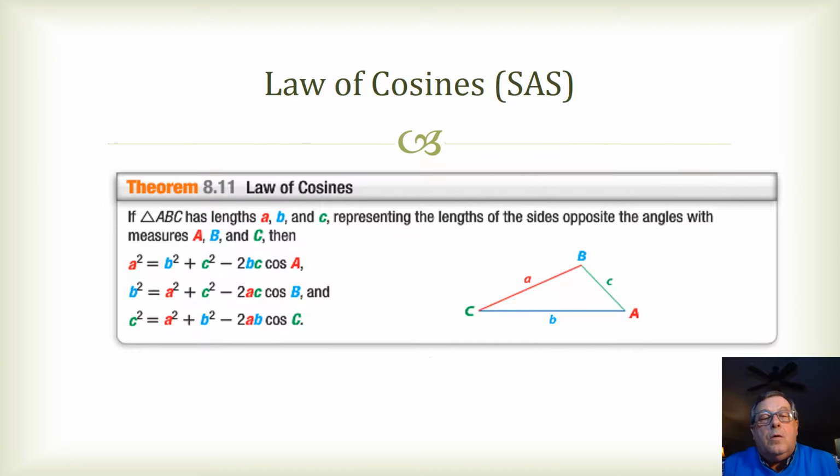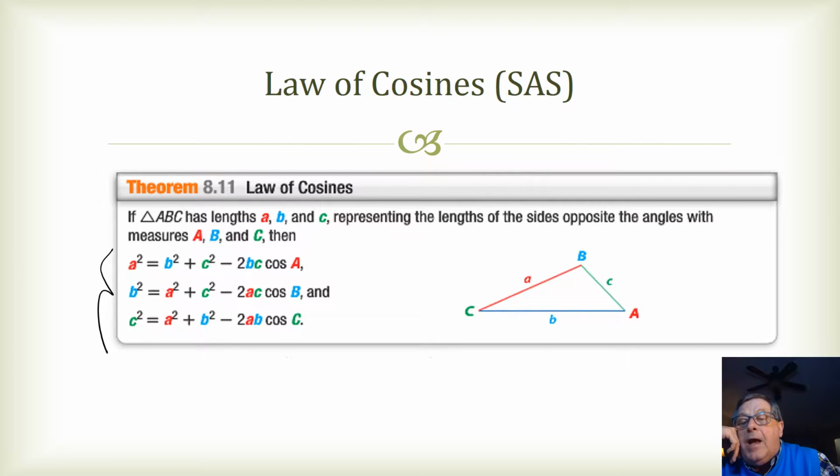Well, now when we know the side angle side or the side side side of a triangle that's a non-right triangle, we can use the law of cosines to find missing side measures and missing angle measures. And we've got a series of formulas here that will help us do that. But let's see if we can simplify this a little bit.